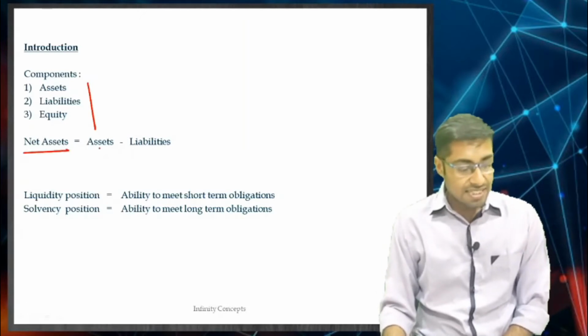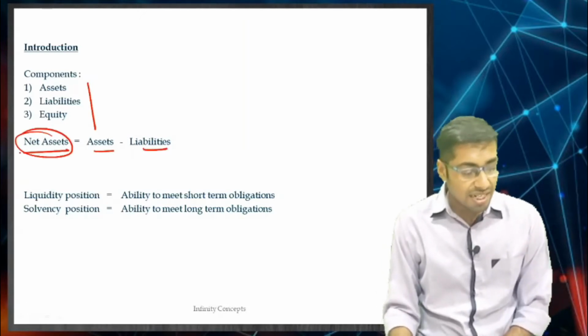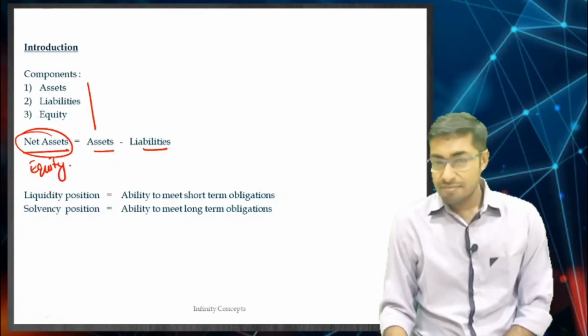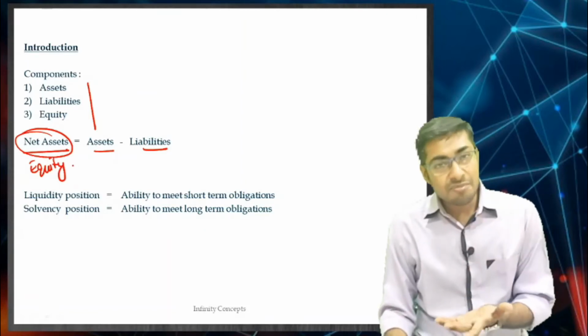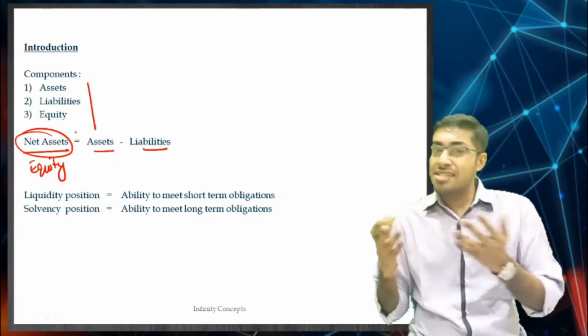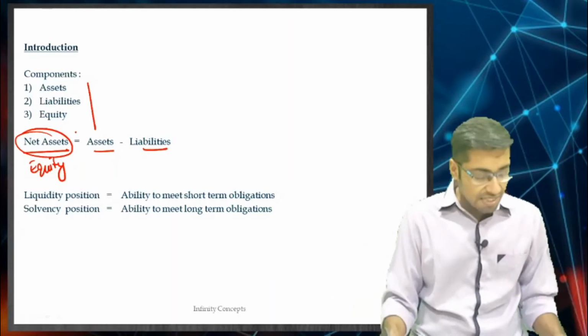Your net assets are assets minus liabilities. So basically net assets is nothing but your equity, which includes even reserves and surplus, both of them together. So assets minus liabilities is net assets, or you can also call it equity.